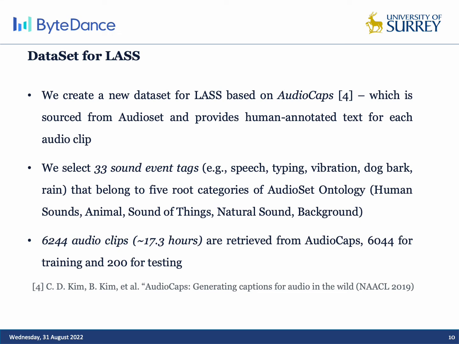We created a dataset for LAS based on the AudioCaps dataset. AudioCaps is the largest publicly available dataset for audio-language research, which provides one human-annotated caption for each audio clip in the training set. We can also get the sound event labels for each audio clip from AudioSet. To ensure the diversity of audio clips, we first select 33 sound event tags that belong to 5 root categories of the AudioSet ontology. Then, we retrieve audio clips from AudioCaps if their sound event tags are all contained in these 33 sound event classes. As a result, 6,244 audio clips are retrieved, around 17 hours, and each audio clip has one caption in AudioCaps. We divided these audio clips into training data and test data of 6,044 and 200 audio clips respectively.